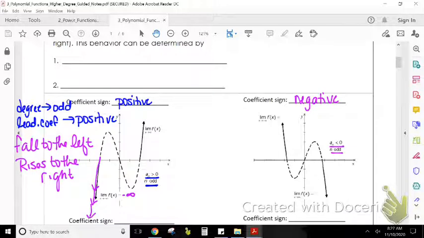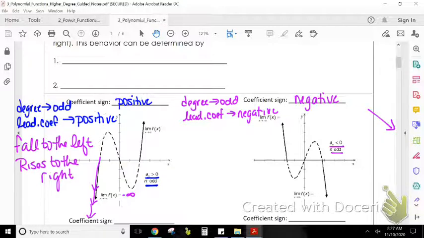And let's talk about that. All right, so if my degree is odd and my leading coefficient, though, is negative, every time the same thing's going to happen. So the degree is odd, so I'm going to think of x to the first. And if it's a negative x to the first, we know it's going to look like this.